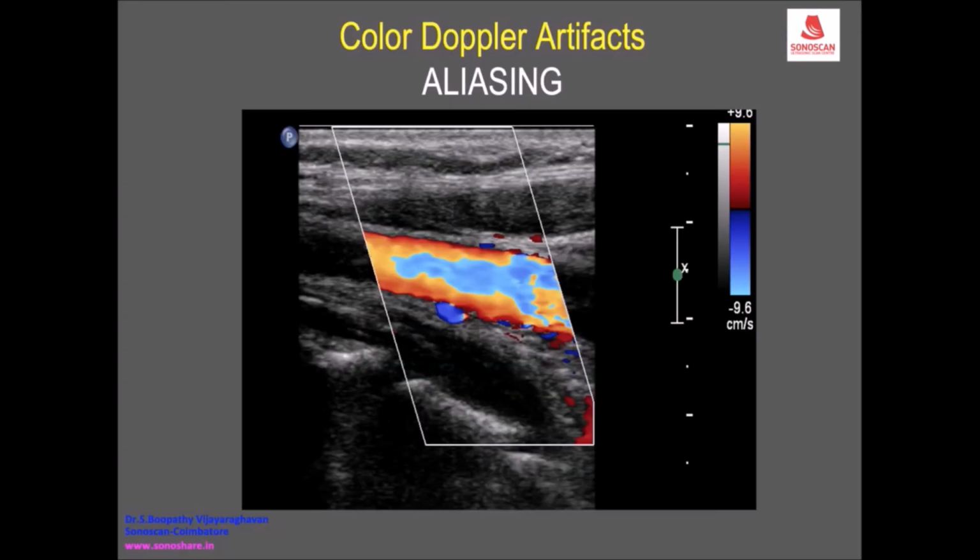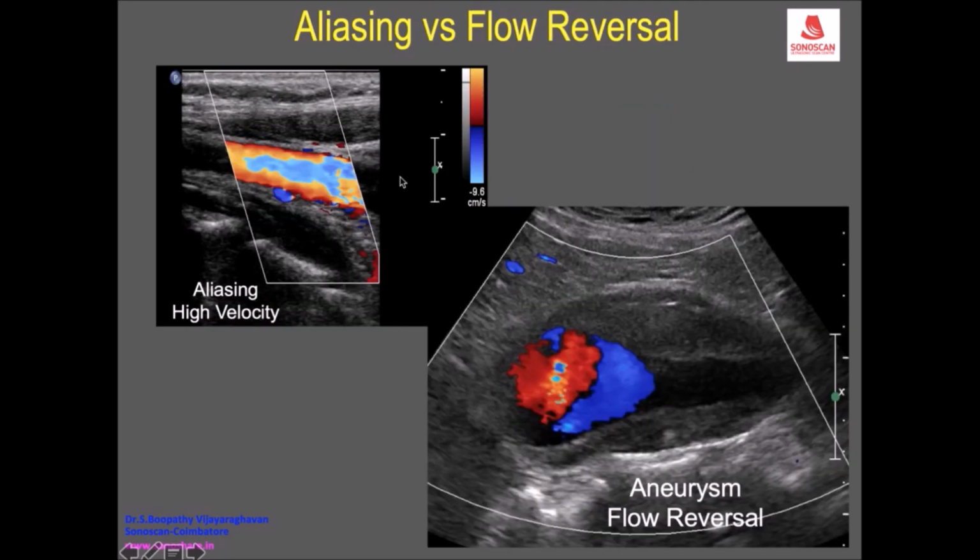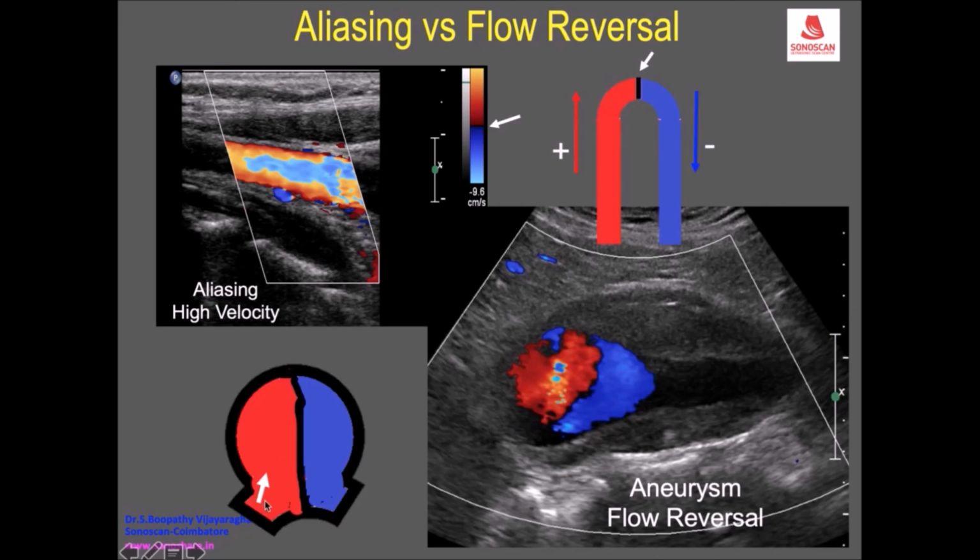Another artifact is aliasing. So what is aliasing? You see in the center of the flow, you see an opposite color. Now this is a color scale, there is no color to represent that velocity. So as a result, it goes back, wraps around and puts blue. It can be flow reversal. So here it is flow reversal in an aneurysm. So in an aneurysm, what happens? There is circular flow. So there is reversal of flow. Whereas here it is aliasing, like that.